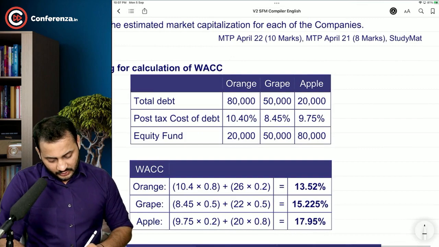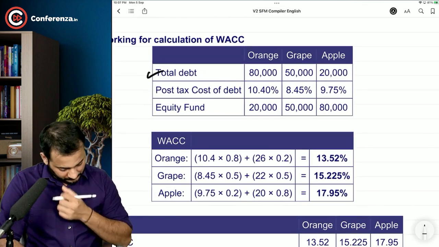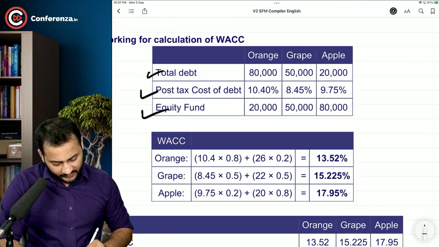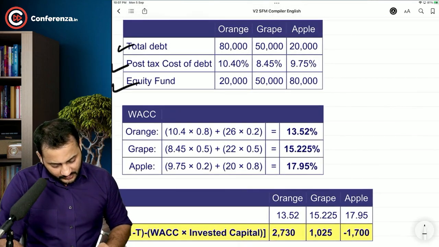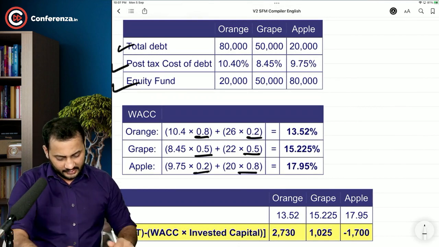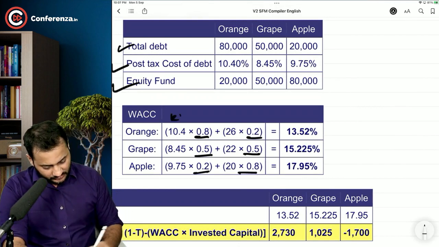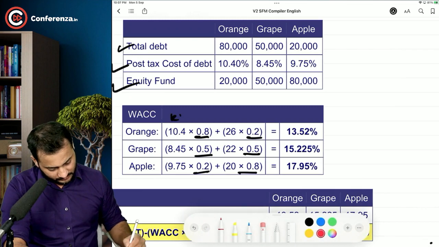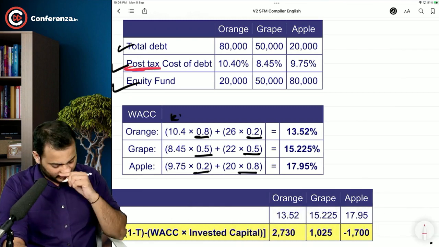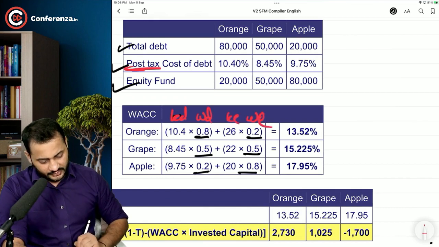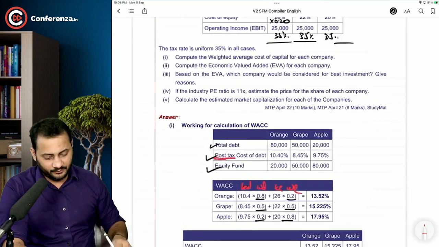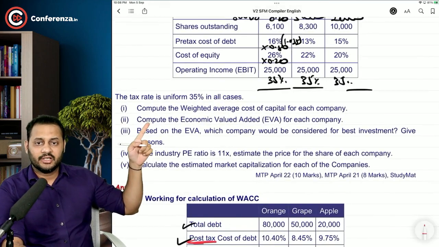See, total debt, pre-tax cost of debt and equity fund. I think that was not required. 80, 20, 50, 50, 20, 80. Okay. And I will show you the formula. This is post-tax cost of debt. Cost of debt, weight of debt, cost of equity, weight of equity. So we have 3 WACC. Easy to calculate. Compute the economic value added.